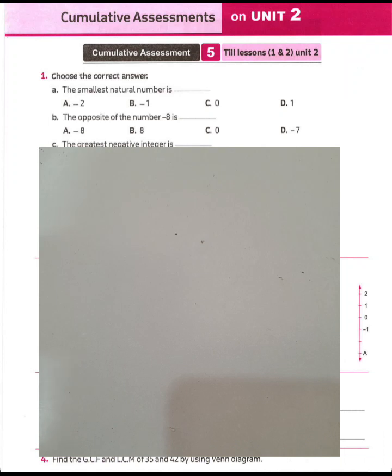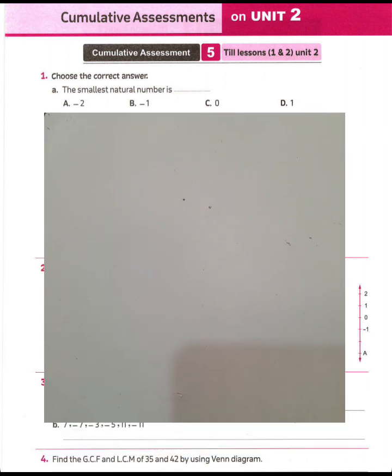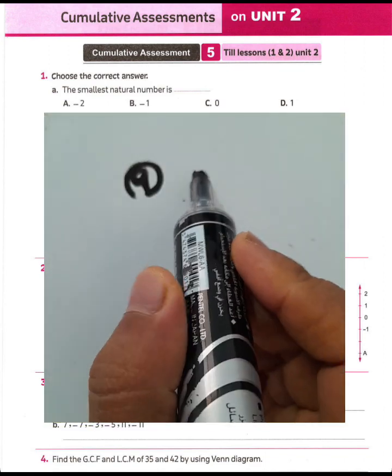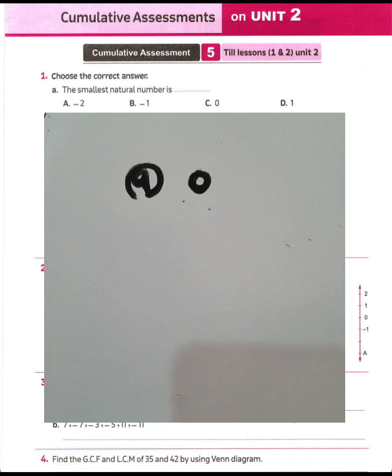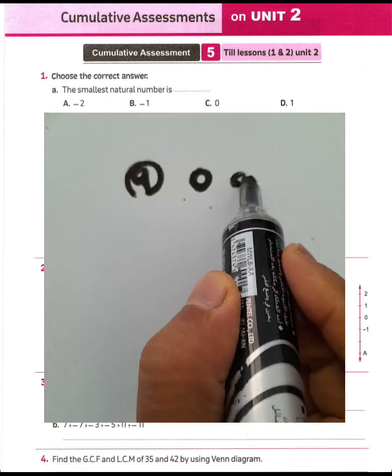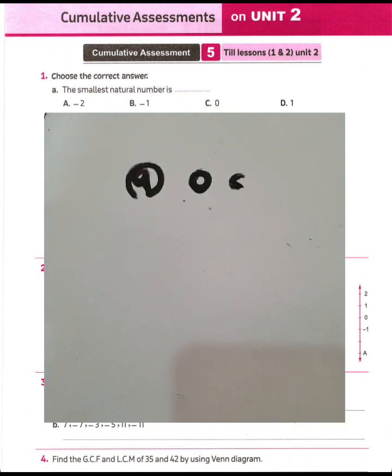We will solve the cognitive assessment on Unit 2, lessons 1 and 2. Look with me at question number 1. Choose the correct answer. Letter A, the smallest natural number is 0. Choose letter C. The smallest natural number is 0.